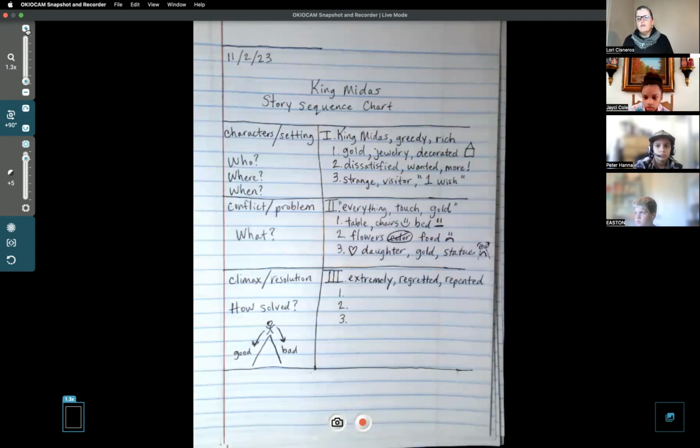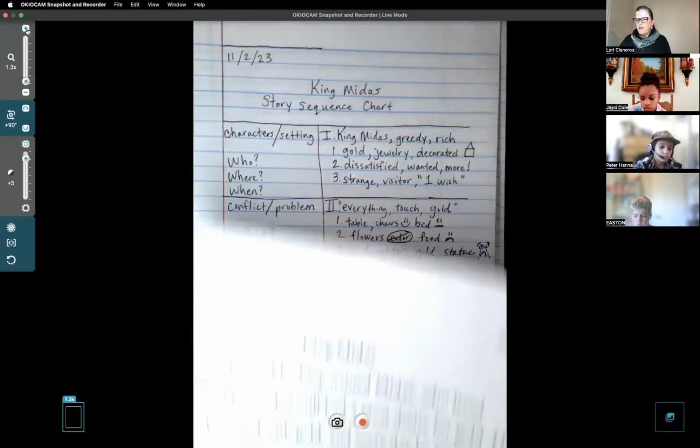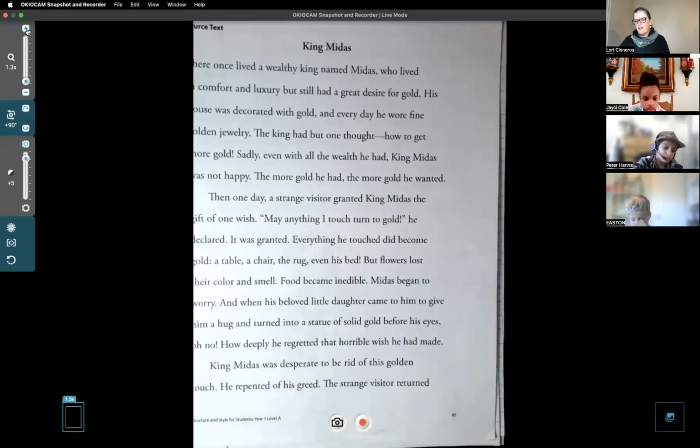Because he feels bad for the king, right? He has mercy on the king. Look at the very last part of page 49, Easton. I'm going to make sure you find it there. Very last part down here.